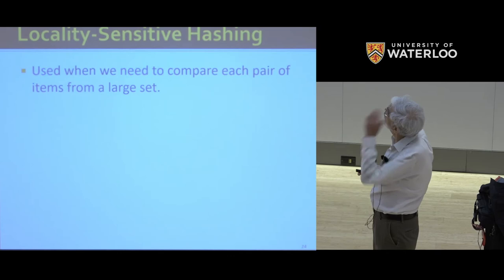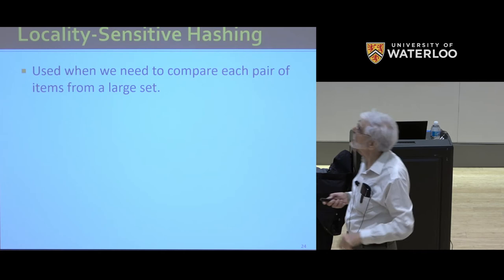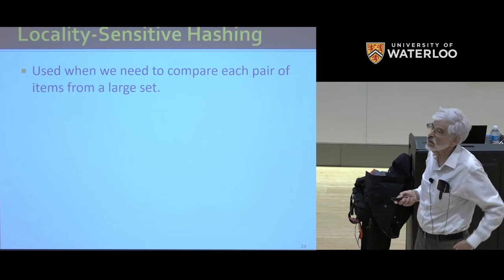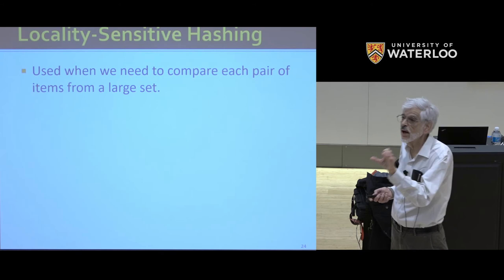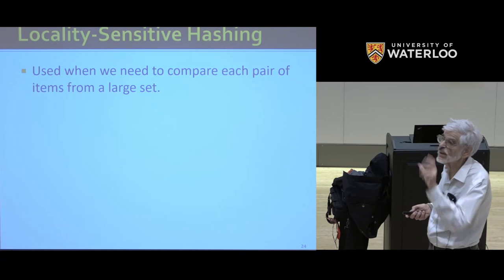Okay, so locality-sensitive hashing. How many know what this is all about? A few. Okay. All right. Sorry about this, but anyway, just a couple of slides. So the goal is we want to compare every pair of items in some large set for some reason, say finding similarity of them. And the trouble is because you're comparing all pairs, you've got this quadratic problem.